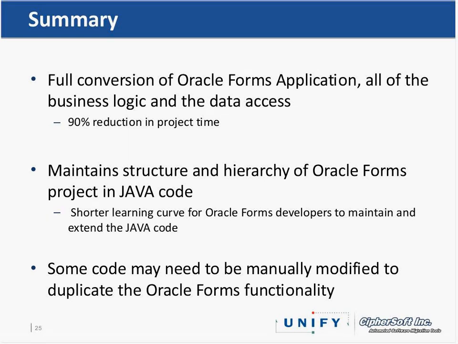What our customers come back and tell us is this is a 90% reduction in the project time versus a rewrite, based on when they actually do their business case and look at the alternatives. They find an automated conversion with Exodus has saved them 90% in project time, and that, if you do your business case, results in a huge cost savings as well.